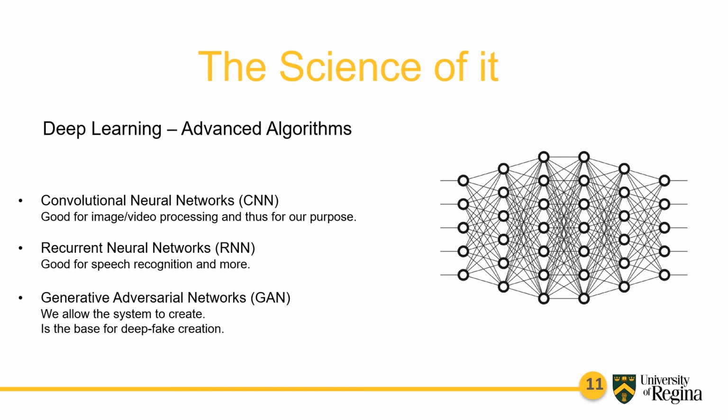Recurrent neural networks. These networks work in recursive layers and are thus considered a good choice of algorithm for recognizing speech patterns, other types of pattern recognitions, and handwriting recognition. Generative adversarial networks. These are networks where we not only allow the system to learn, but we allow the system to create. A very famous application of this network is what we see in the deep fake technology.